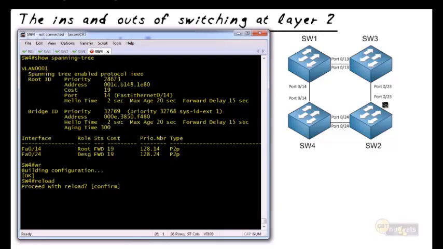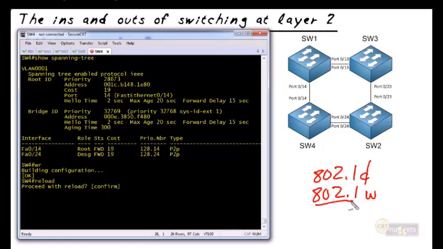There are 3 different flavors of spanning tree. There's the standard IEEE spanning tree, and it has a number, and that number is 802.1D, D as in David. There's also a standard called rapid spanning tree, 802.1w, W for "wapid," like Bugs Bunny and Elmer Fudd, or "wapid" spanning tree. And that's the numbers for it.